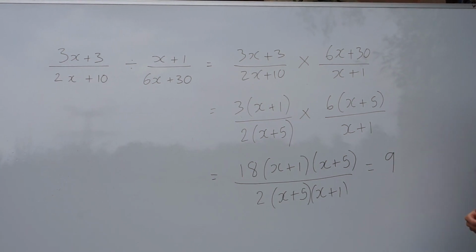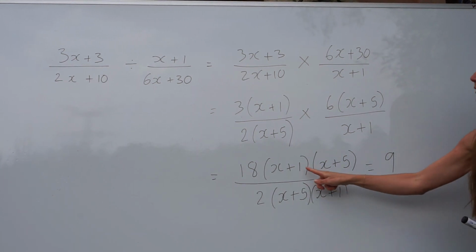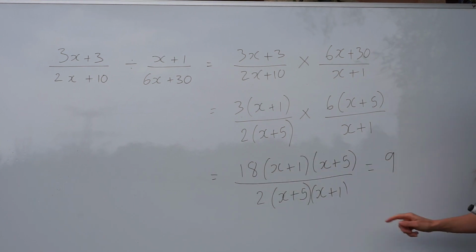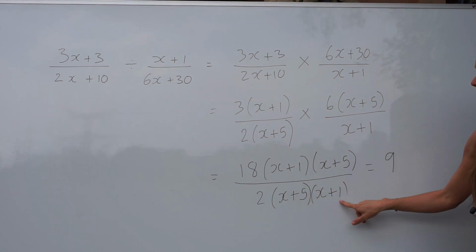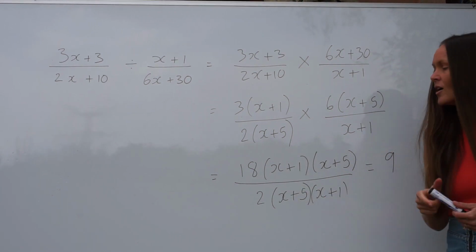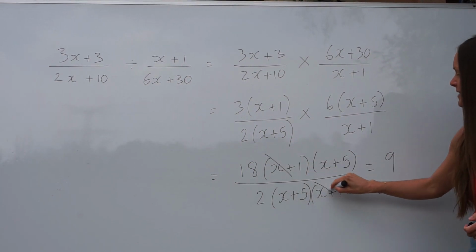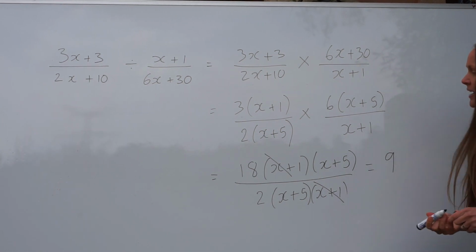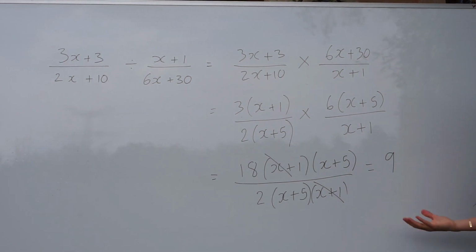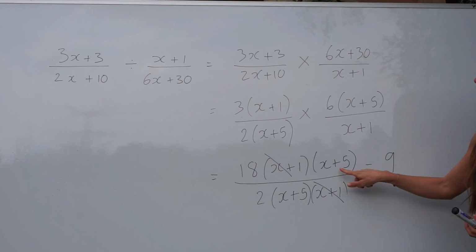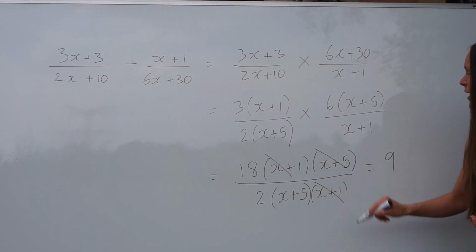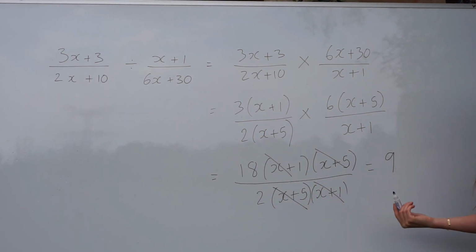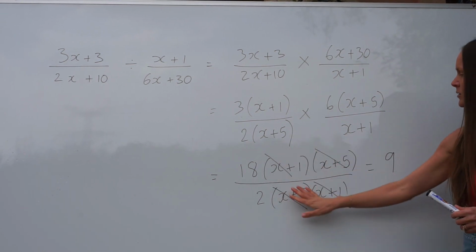Next, if we look at the x plus 1 term on top, can you see it's being divided by itself underneath? x plus 1 divided by x plus 1 is just 1. Whenever you divide a term by itself, the answer is 1, so they cancel each other out. Likewise with the x plus 5. x plus 5 divided by x plus 5 is just 1. So, because they've all cancelled, the answer is just 9.